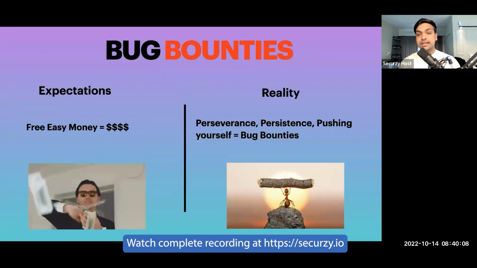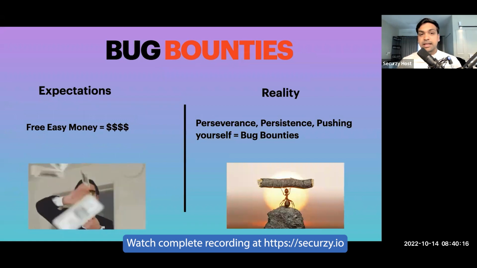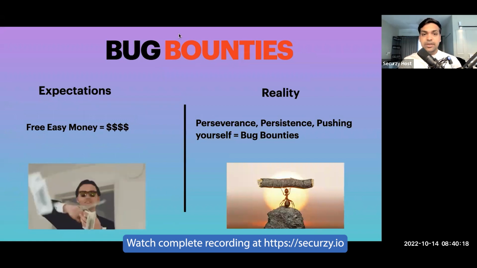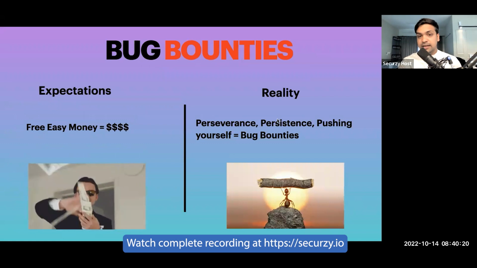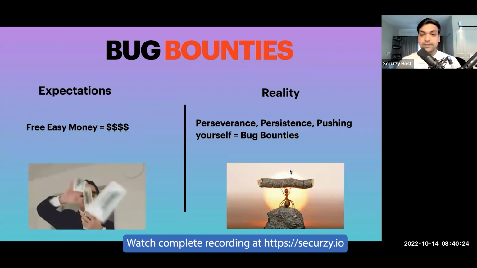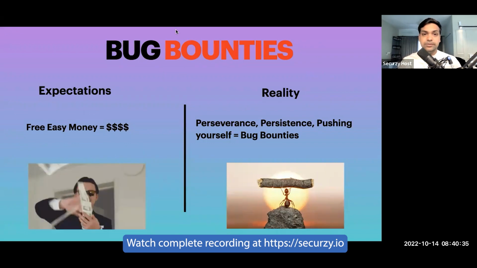Okay, so let's discuss bug bounties. What are the expectations that people generally have with bug bounties? As you can see on your left, people think it's free, easy money. We see a lot of security researchers and bug bounty hunters posting screenshots and tweets about huge bounties that they have achieved. $500, $1,000, $50,000, and so on.